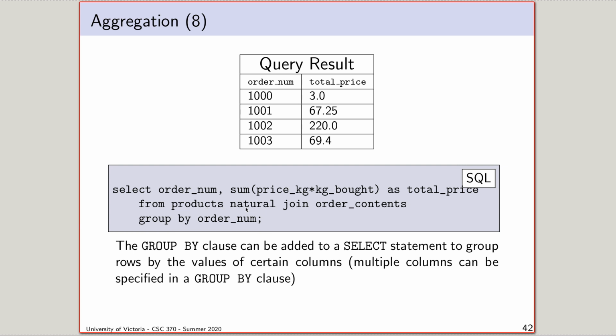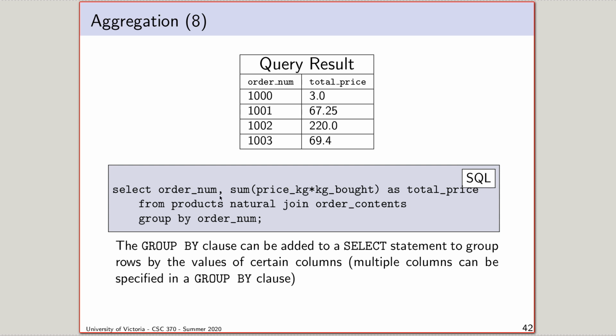Just like a join, if I use multiple columns, it groups by the collective values of all of them. So there's a bucket for every possible combination of my grouping columns. So I group by order number, and that creates a bucket for each different order number that's observed. In this case, there are 4 of them.